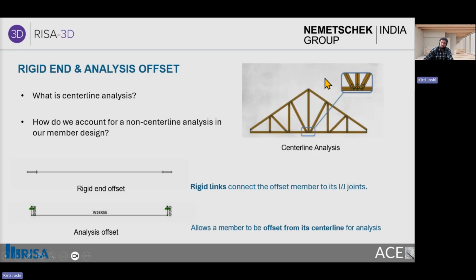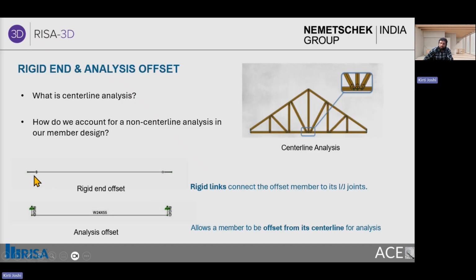You can also see in the truss example in the slide that all of our webs are framing into the center of the chords. So typically centerline modeling is sufficient, but there might be some cases where this approach might not be appropriate. So how do we account for a non-centerline analysis in our member design? For that, we can use the two tools: the rigid end offset and the analysis offset.